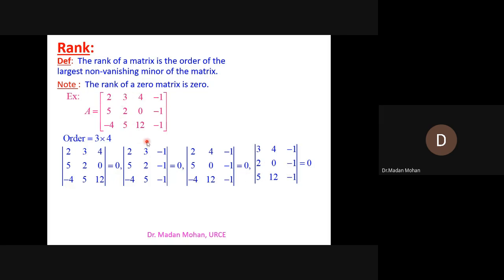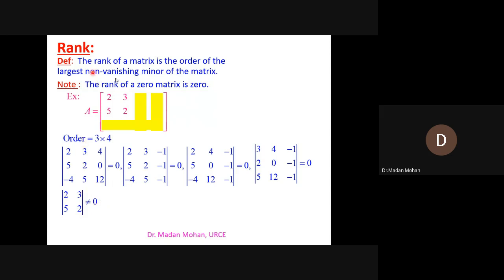Second order. To get second order, I require 2 cross 2 from it. So remove 1 row and 2 columns. For example, I removed the last row, 1 row and 2 columns. I remain with this. It is another minor, a minor of order 2 only. Its determinant is called the minor. Now we calculate this minor value. Minor means determinant of submatrix. It is 4 minus 15, not equal to 0.